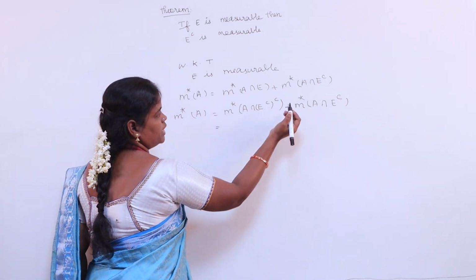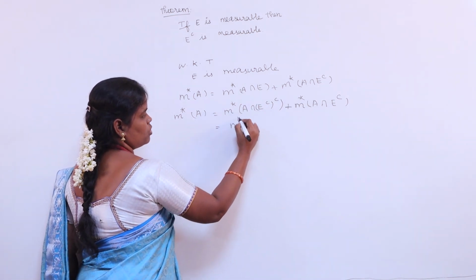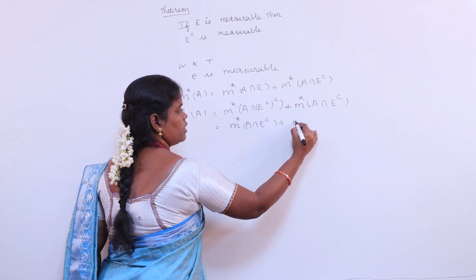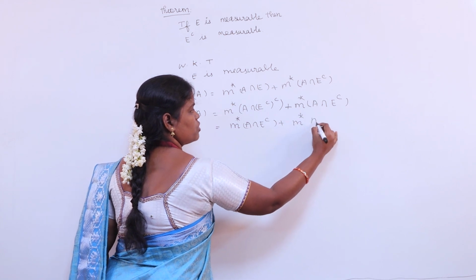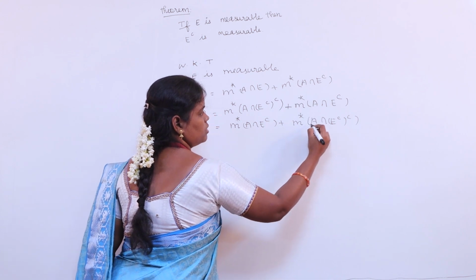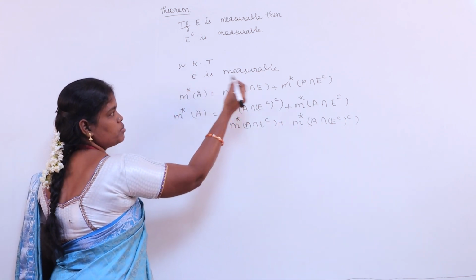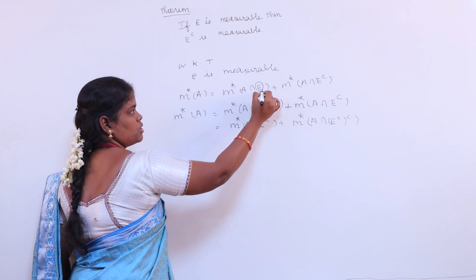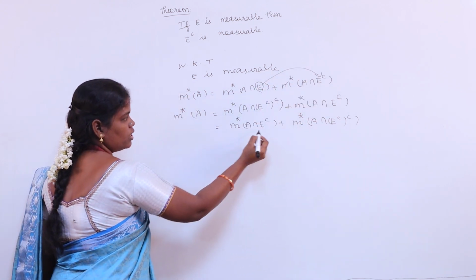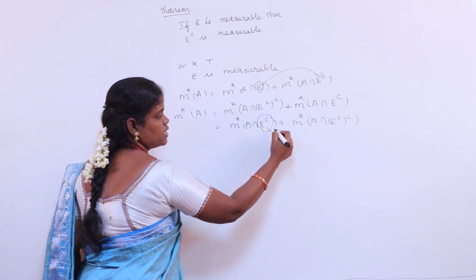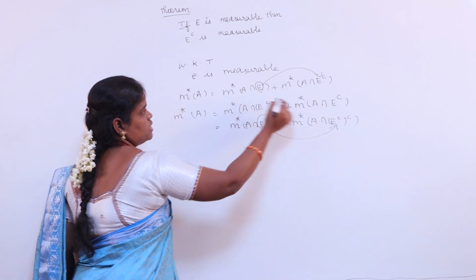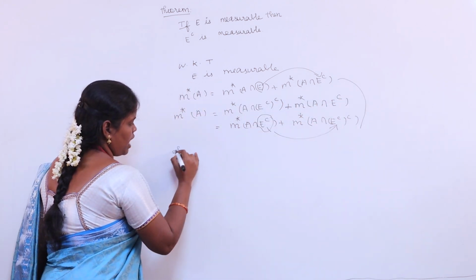Okay, first interchanging this term. So you get outer measure of A intersection E complement plus outer measure of A intersection E complement whole complement. Since E is measurable, E complement is in the second term. So this term is measurable, then in the second term this complement is there. Okay, so this is the same.